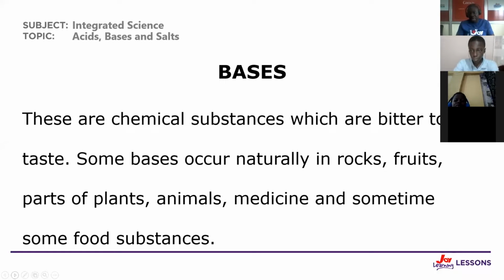Students, this brings us to the end of the properties of acids and how to dilute acids. We shall continue the concept by looking at bases.